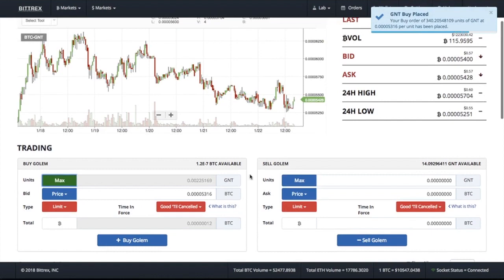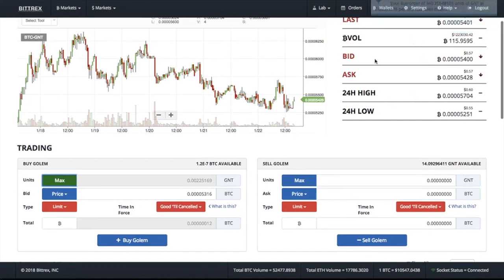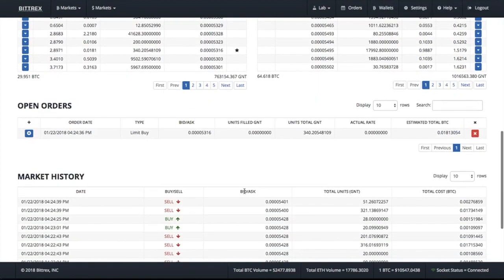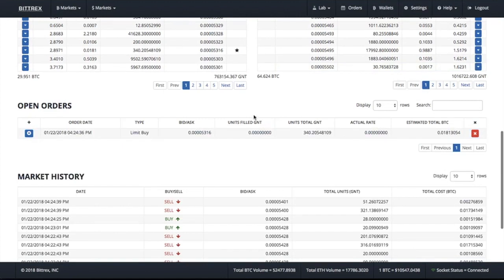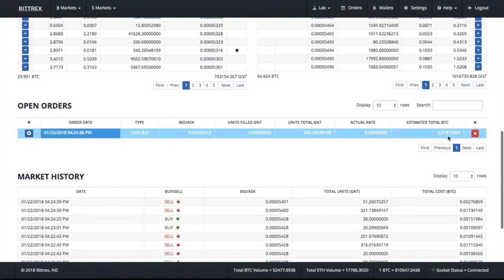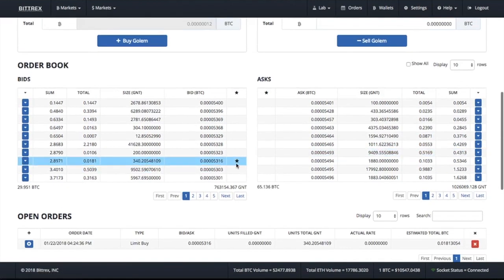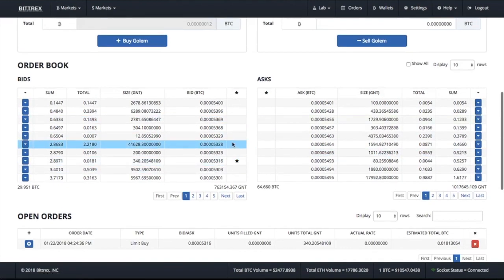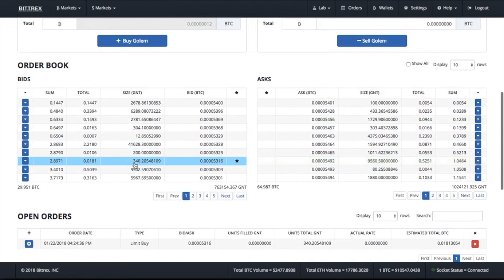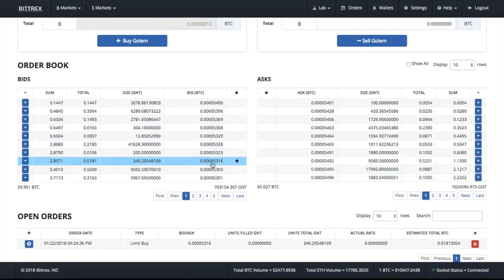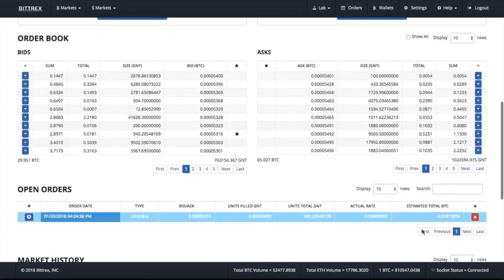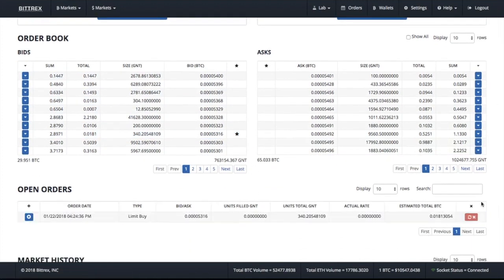If I put this order in at 5,316 Satoshis, I would confirm that. Sometimes Bittrex is messed up, but you can see up here that the buy order was placed. Scroll down to here and you can see my order under open orders. This is the price. These are the units that have been filled, which is 0. Total units I'm trying to purchase, and the estimated Bitcoin it's going to cost me. You can see right here my order with this star next to it in the order book, 340 of them, and there's quite a few that need to be purchased before mine goes through. So I don't want to actually do that, so I'm going to cancel this order.